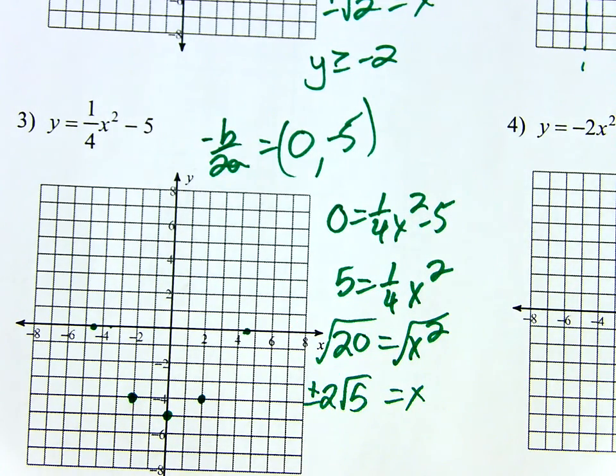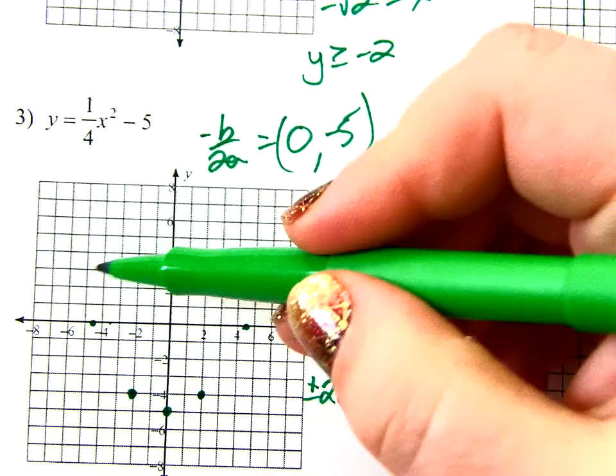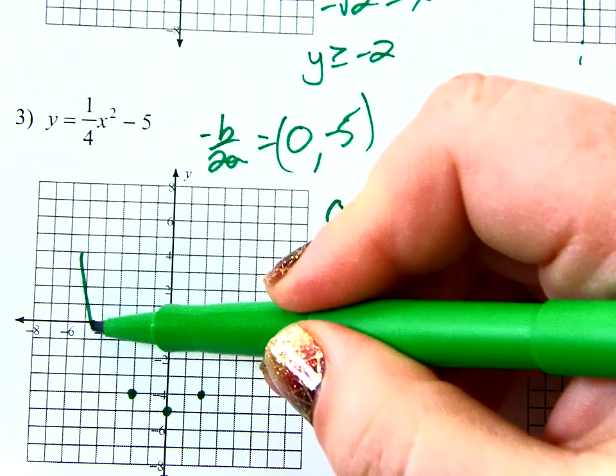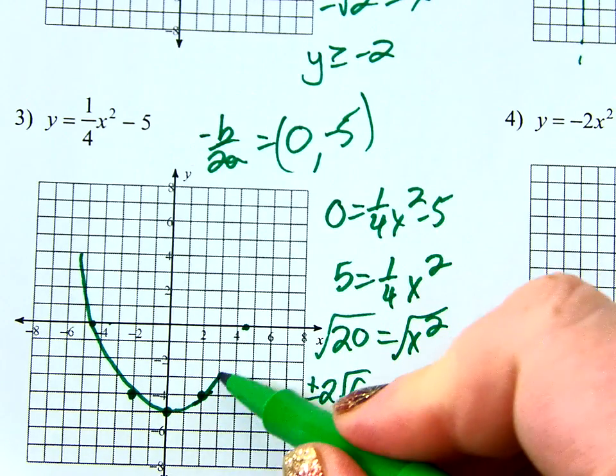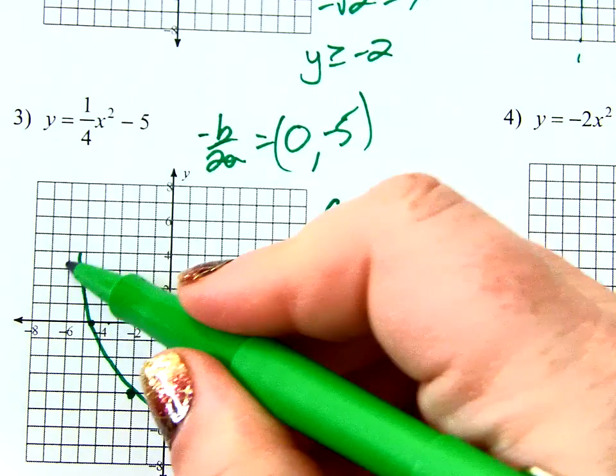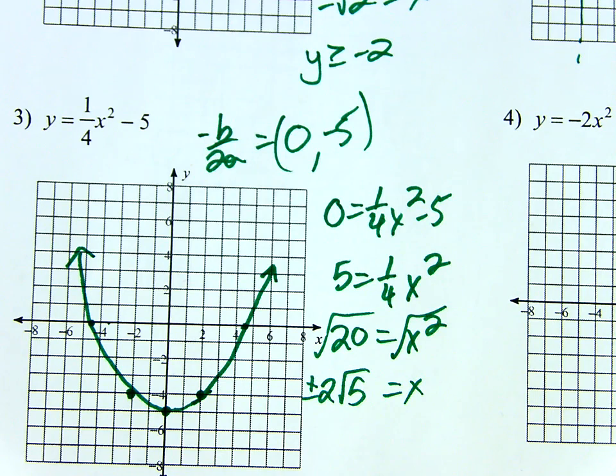So there is the shaping of our parabola. That should be enough to connect with a nice smooth curve. And you can see that this one is certainly wider than the 2 previous ones that we've done, which makes sense because a is smaller.